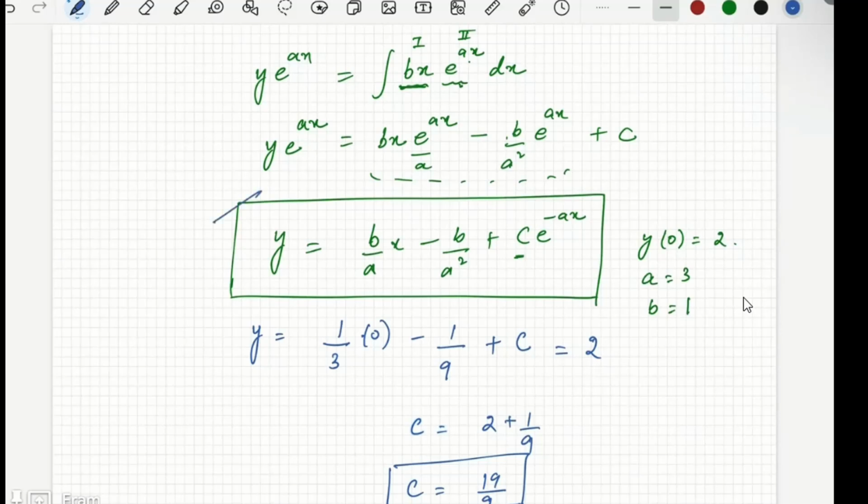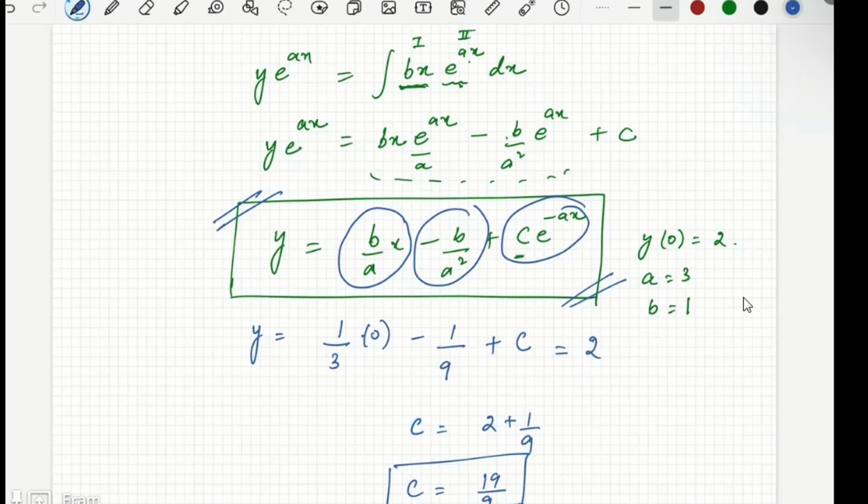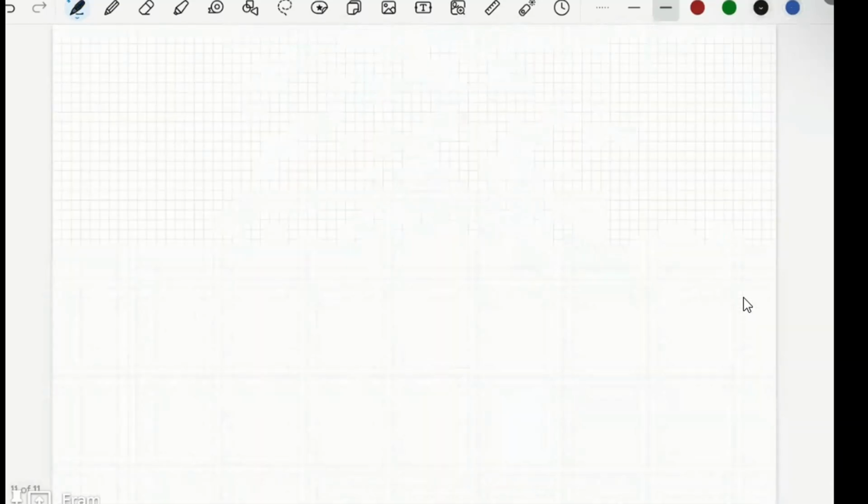So what we need to keep in mind is the general solution of first order ODEs. So we have a proportional term, a constant term, and an exponential term. You can remember it like this: a proportional, a constant, and an exponential. Okay, let's move on to another problem.